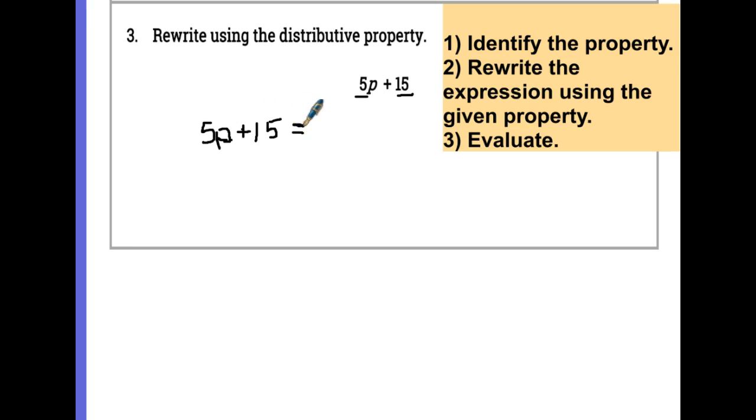Equals. I know I'm going to be multiplying by 5, so I'm going to pull out my 5, and then in the parentheses, P plus 3. Remember, we looked at the relationship between 5 and 15, and we said 5 times 3 would be 15. So now I'm going to distribute this. 5 times P is 5P. 5 times 3 is 15. And I get my same expression back again.